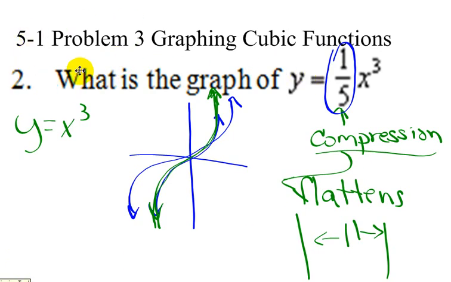On number 2, it says what is the graph of y equals 1/5 x cubed? Well, 1/5 is between 0 and 1, and that's our a value, so we know this is a compression. So it's going to flatten our cubic graph. The cubic, y equals x cubed, is in green, and when you add the 1/5 factor to it, it's going to flatten it out like the blue one.